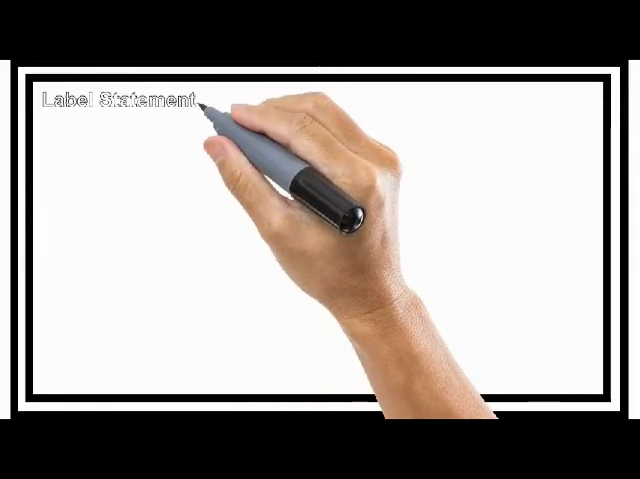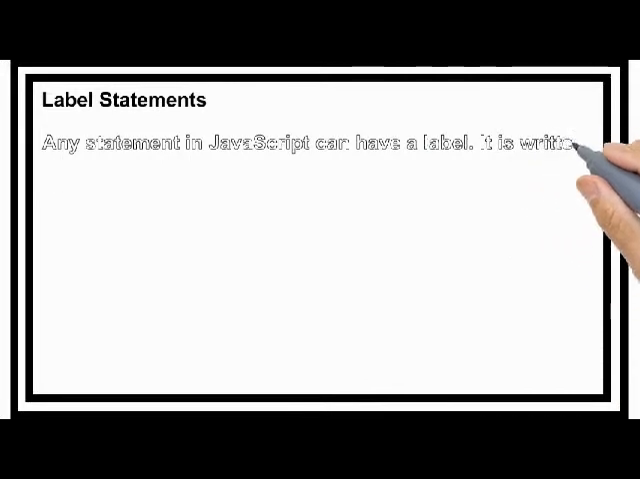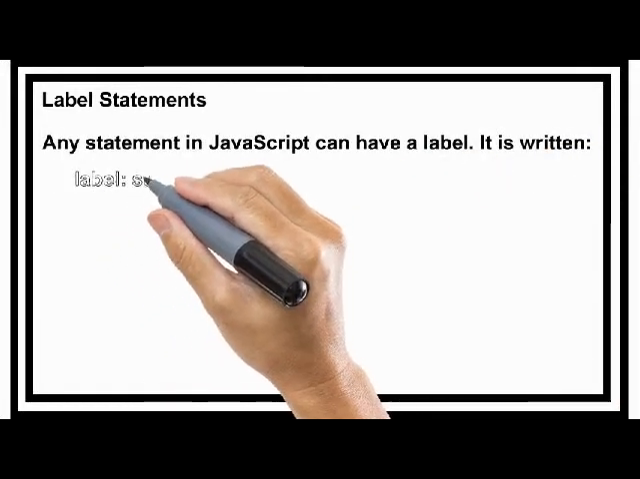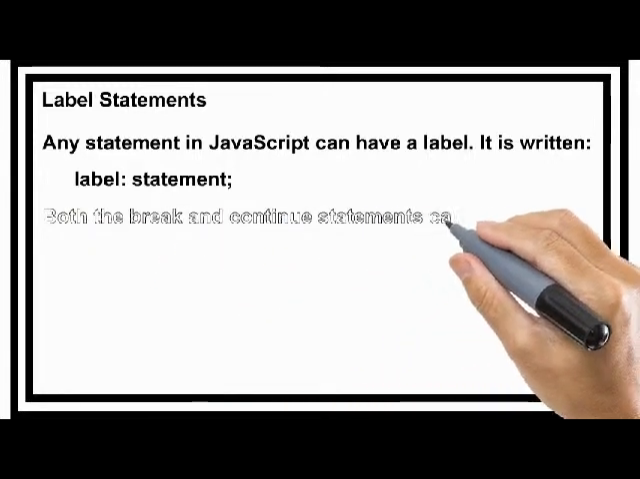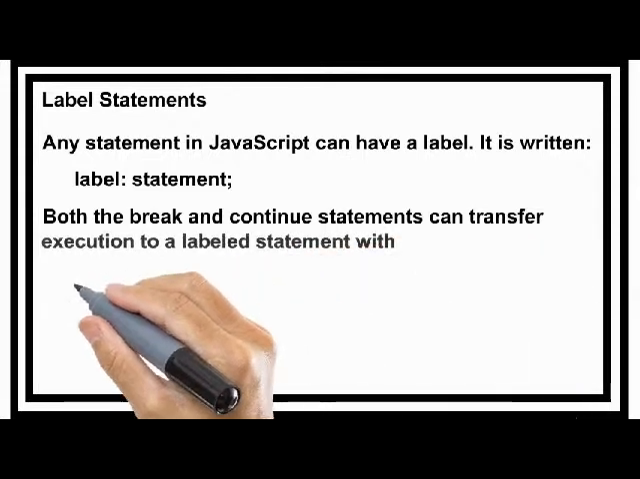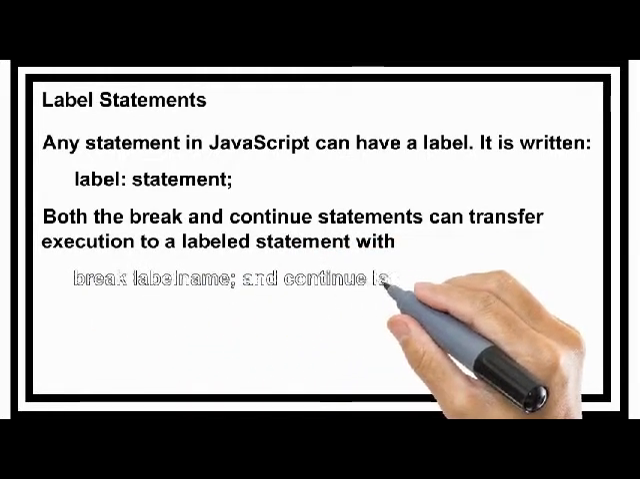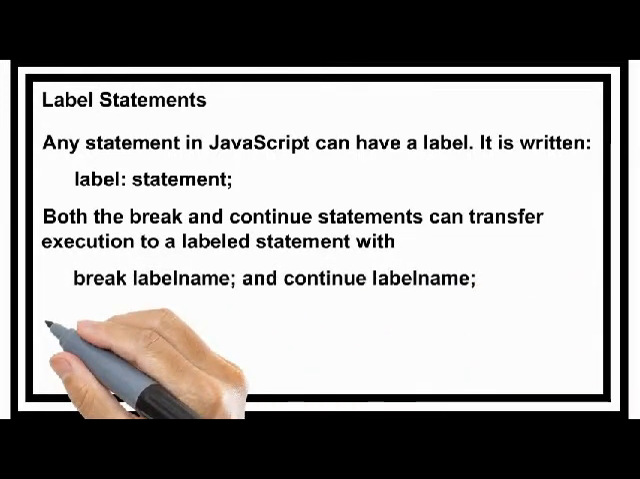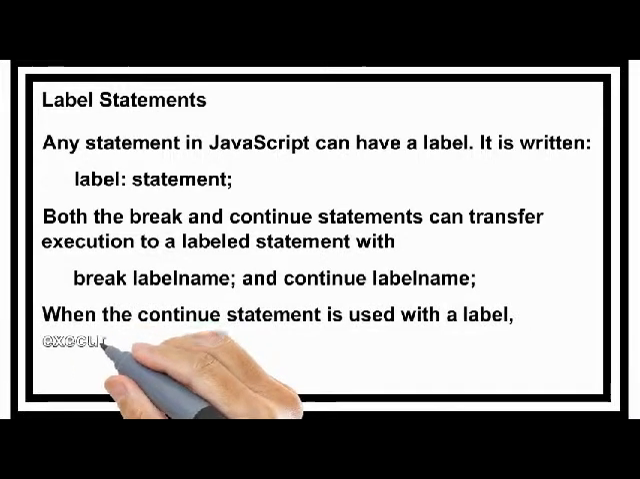Label statements. Any statement in JavaScript can have a label. It is written label colon statement semicolon. Both the break and continue statements can transfer execution to a labeled statement with break label name semicolon and continue label name semicolon. When the continue statement is used with a label, execution can jump out of the loop.